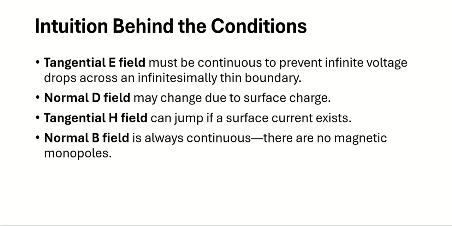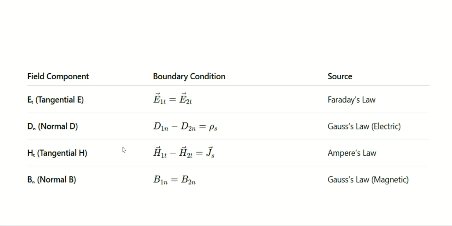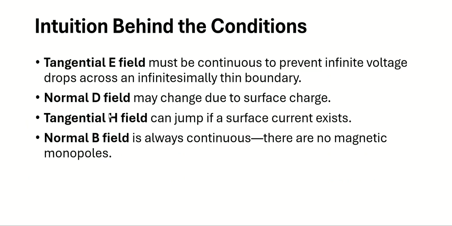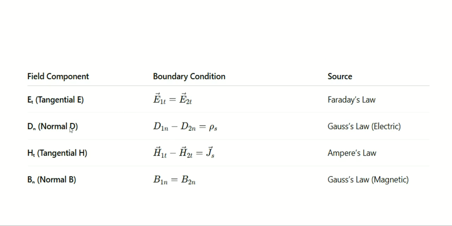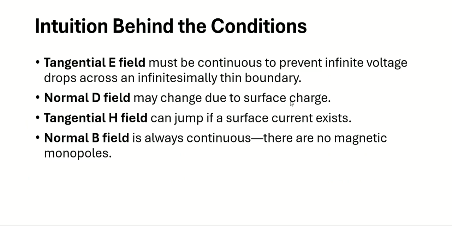The normal D field may change due to surface charge. As you see, the normal D field, the electric displacement, is changed by ρS, the surface charge density. The tangential H field can jump by surface current, if a surface current exists. So no current, no magnetism, which is quite well known. And the normal B field is always continuous.